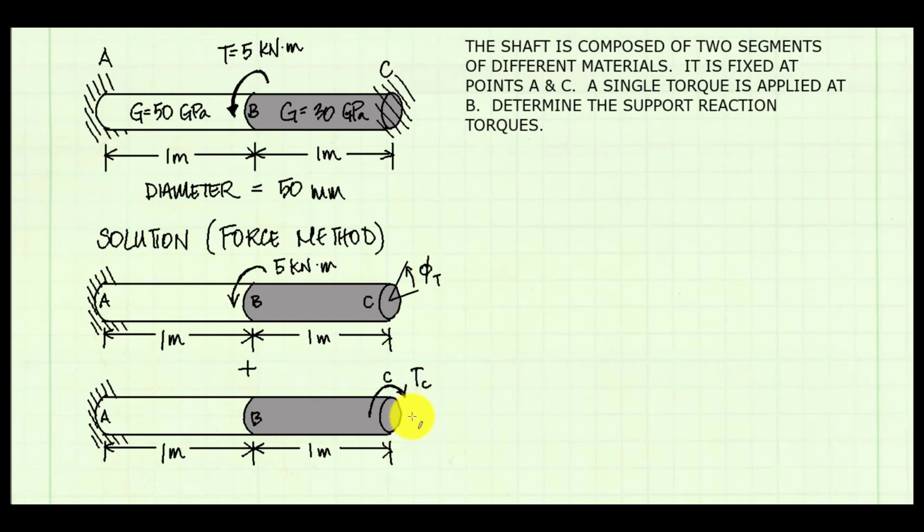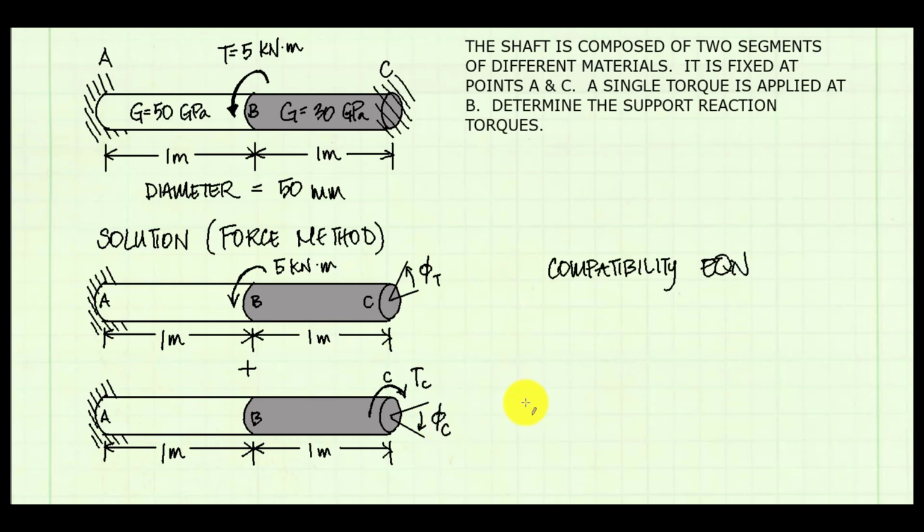In the second part, I show the torque that is missing in the first. It is the reaction torque at point C. That reaction torque at point C is going to cause deflection at point C. It is going to be in the direction of the reaction torque. I know the direction of the reaction torque is going to be opposite of the applied torque of 5 kilonewton meters. I will call this angle of twist phi sub c.